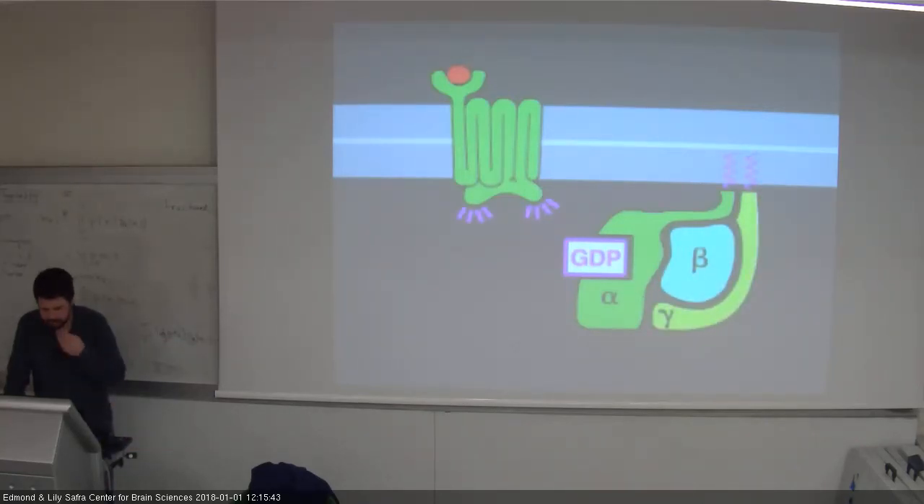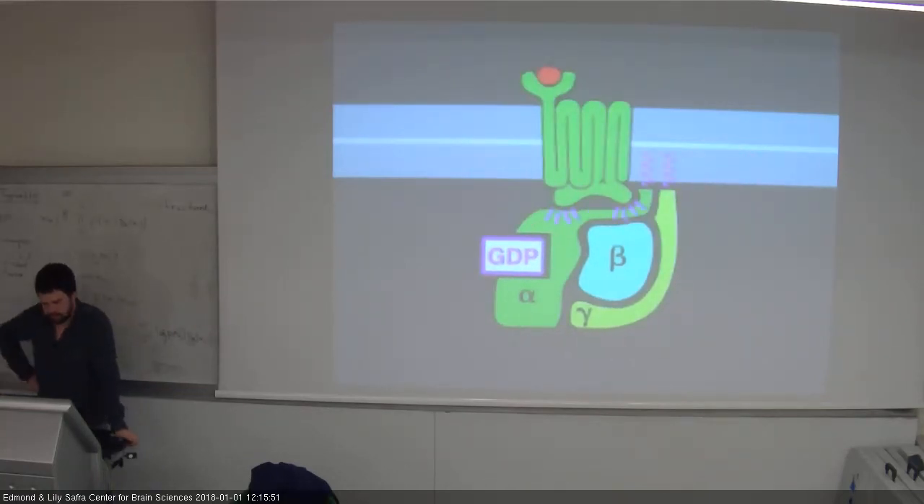In some cases, the inactive G protein is associated with the inactive receptor, while in other cases, as shown here, it only binds after the receptor is activated. In either case, an activated receptor induces a conformational change in the alpha subunit, causing the GDP to dissociate.